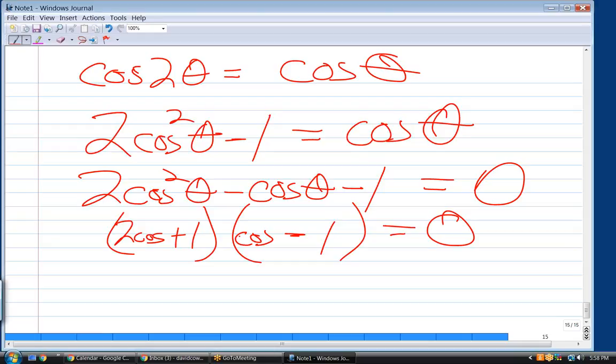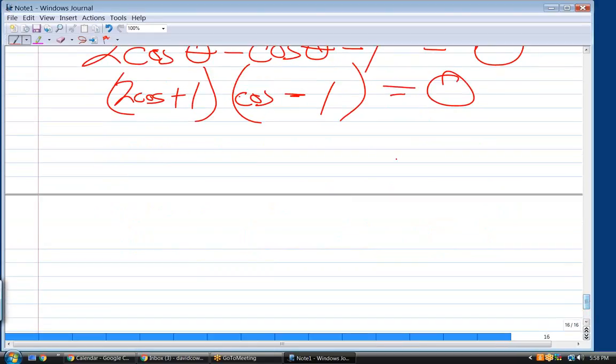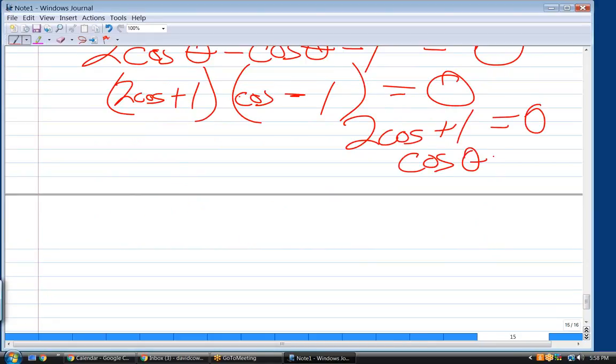Okay, now what's the next step? Then it would be 2 cosine plus 1 equals 0. And minus 1, then would be negative 1 over 2. Cosine equals negative 1 over 2. Theta equals... no, I was going ahead. It would equal 2 pi over 3 and 4 pi over 3.